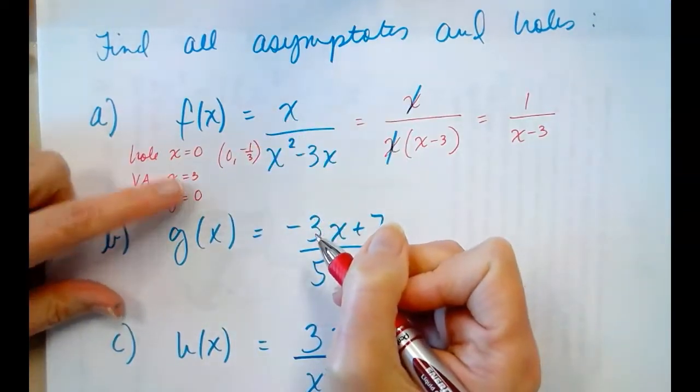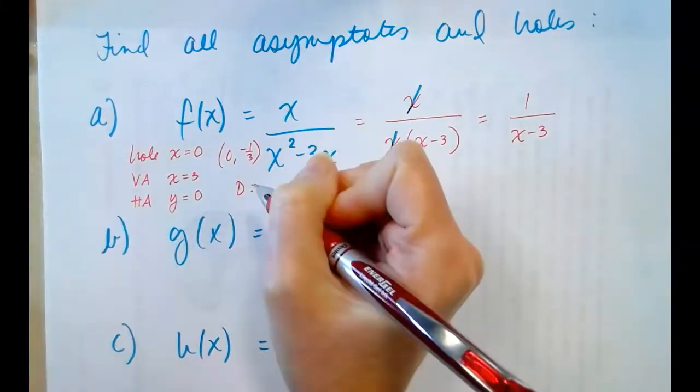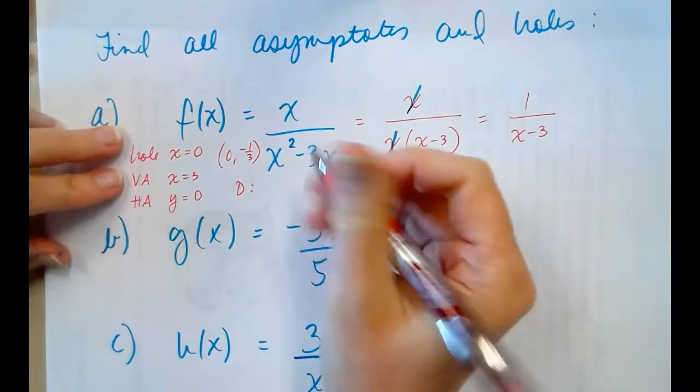Vertical asymptote at x equals 3. Horizontal asymptote at y equals 0. The domain is dictated by the hole and the vertical asymptote.